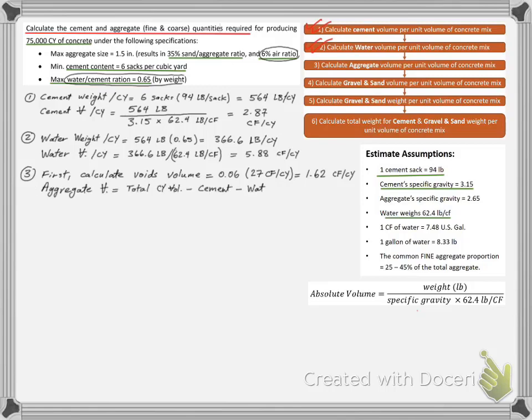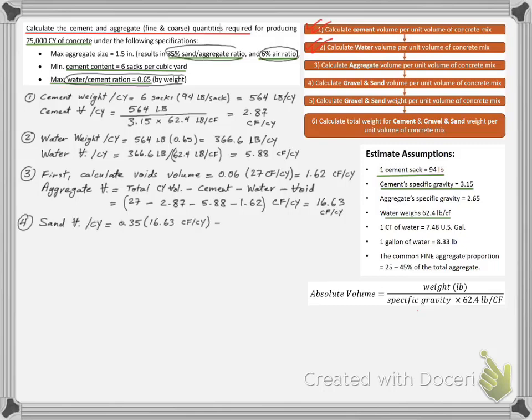Then we calculate the aggregate volume by deducting the volume of all other ingredients, water, cement, and voids, from the total volume. We see that the aggregate takes up most of the concrete volume. Then we calculate the volumes of the sand and gravel by using the sand aggregate ratio of 0.35.